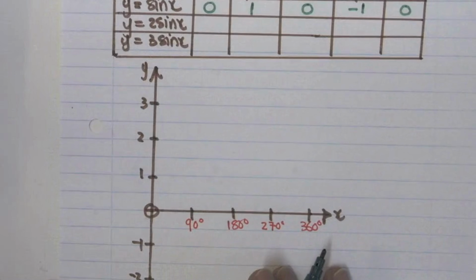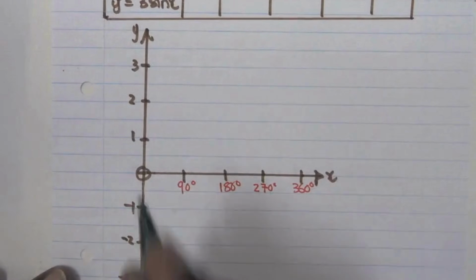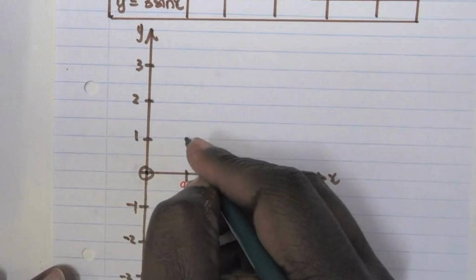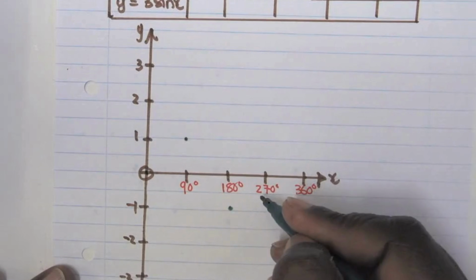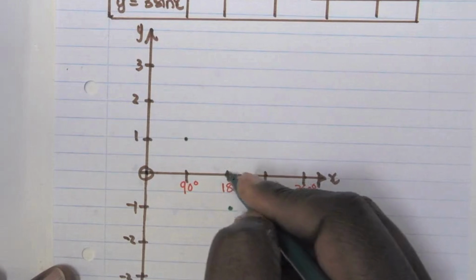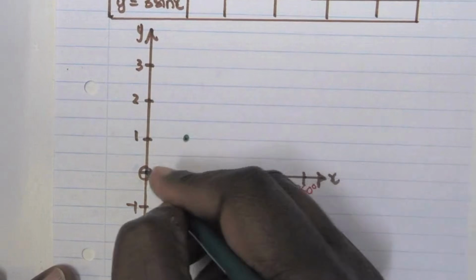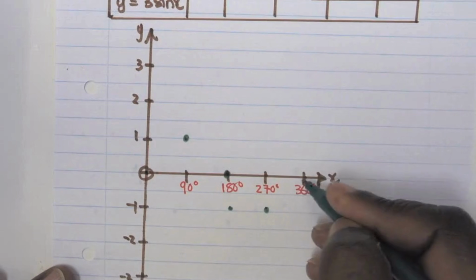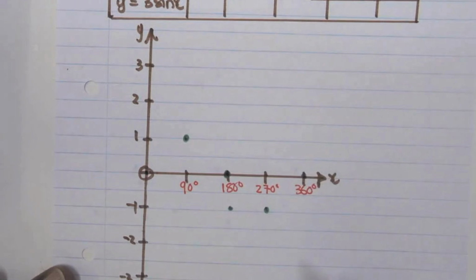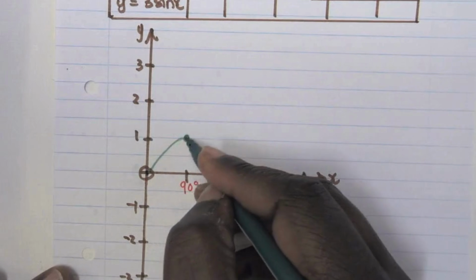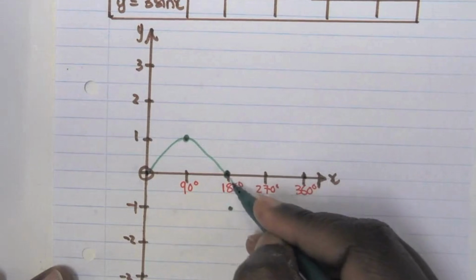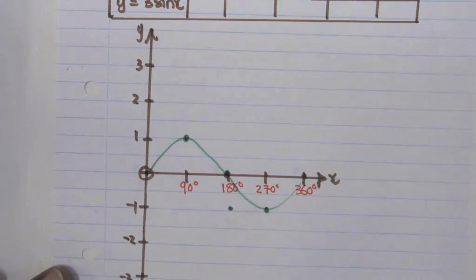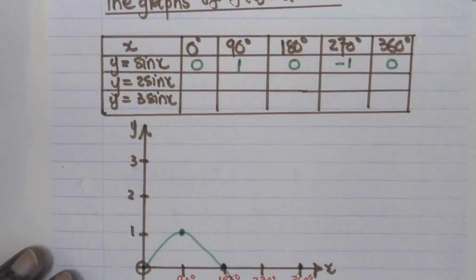Having done that, let us draw the graph. First of all, we plot the points. Let's be very careful here. 270 gives us -1, and then 360 gives us 0. And we can draw a graph and plot the points. Having drawn this graph here, let's move on to the next graph.